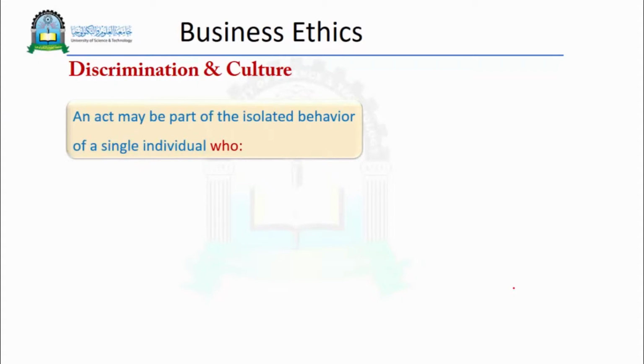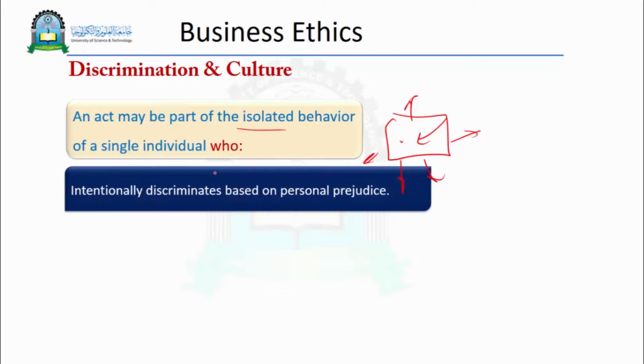Sometimes the way people act in a company is a result of the culture itself. So an act may be part of the isolated behavior of a single individual who intentionally discriminates based on personal prejudice. You see, this is the first level. Discrimination can be the result of someone's perception about how employees should be treated. This can be the manager.